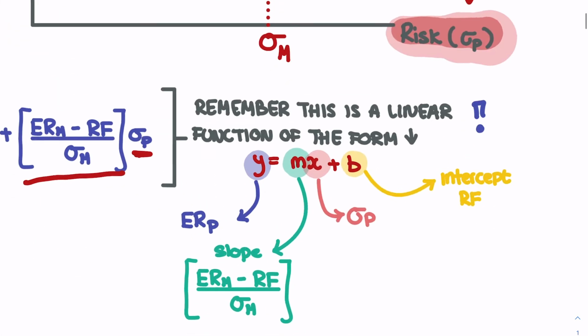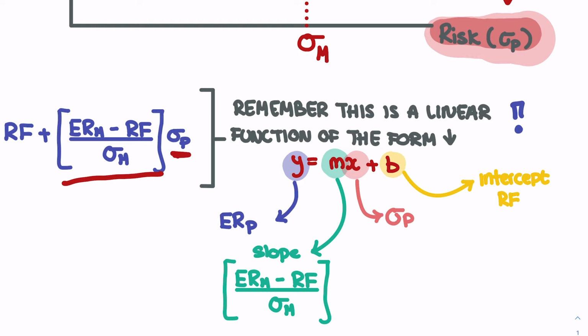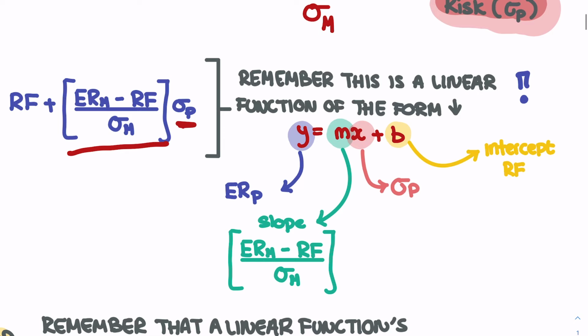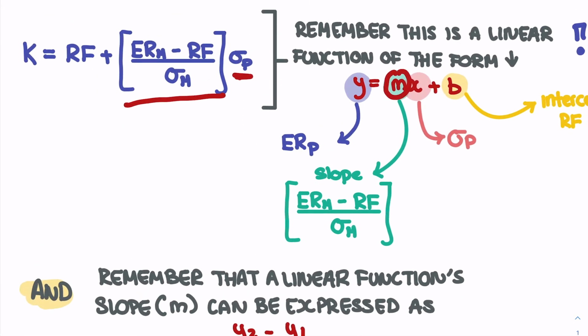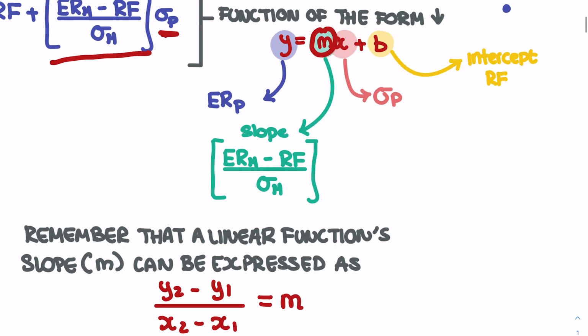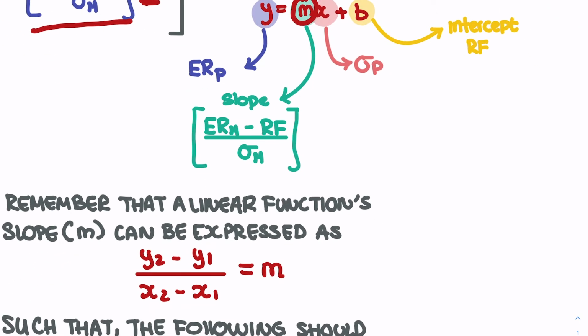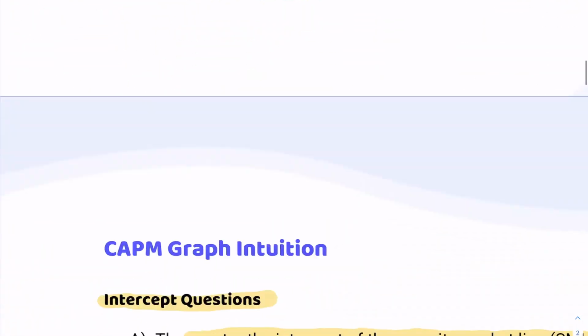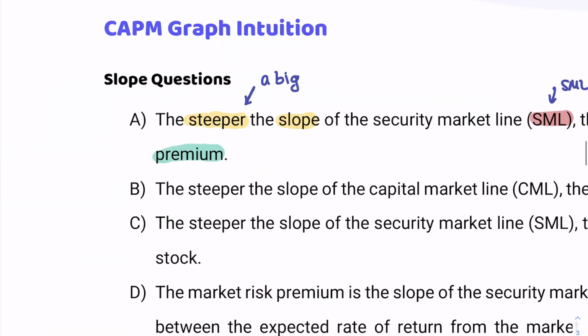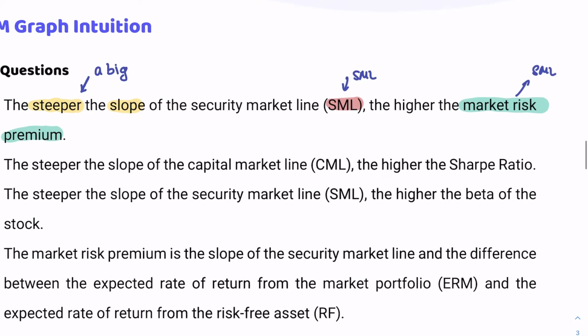So in this case, because y equals mx plus b follows the same format as our CML, it becomes very obvious to us that m will be equal to ERM minus RF over sigma M, the market risk. We also know that this is equal to our Sharpe ratio. Therefore, the steeper the slope, the higher the Sharpe ratio, which is actually true.